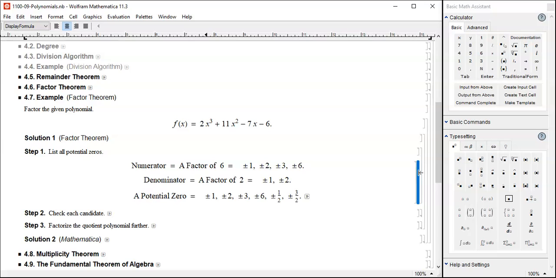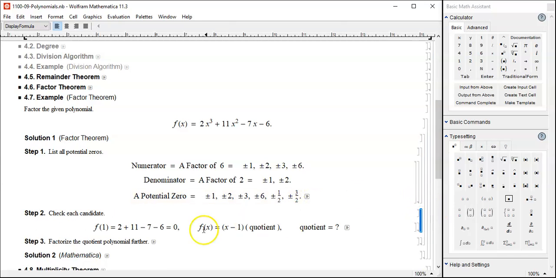Okay, all right. Now check each candidate. Plug in x equals 1 and check if it is 0. If it is 0, great. x minus 1 is a factor. If it doesn't work, then plug in x equal to -1. If it is 0, great. x plus 1 is a factor. And then if it doesn't work, try this integer, try that integer. If everything fails, then try fractions. But luckily, in this case, the very first one, x equals 1, the very simplest one, worked out fine.